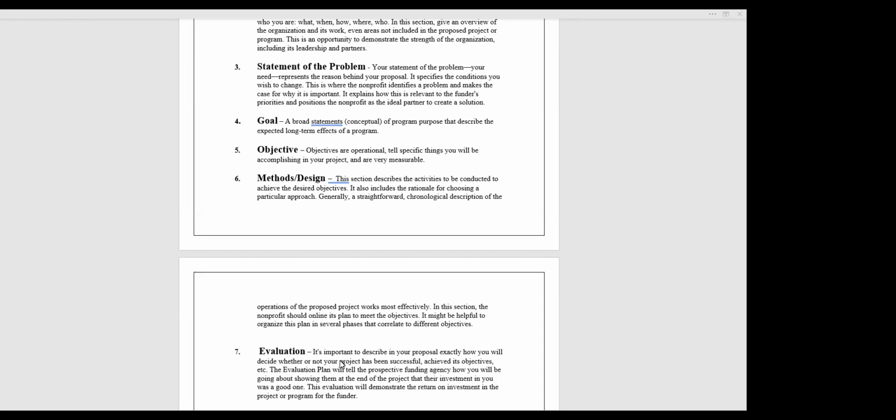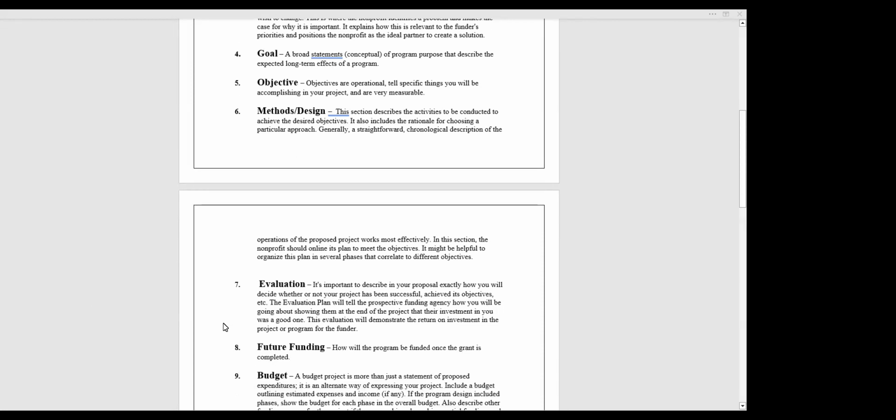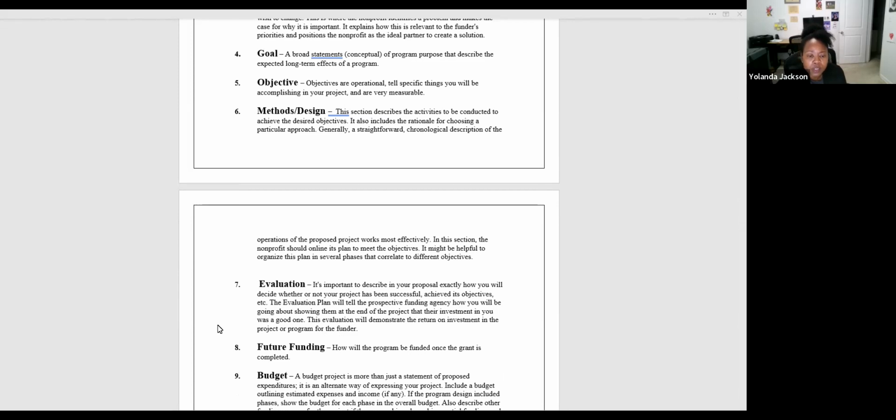Okay, next, number 7. So number 7 is evaluation. It's important to describe in your proposal exactly how you will decide whether or not your project has been successful, achieved its objectives, etc. The evaluation plan will tell the prospective funding agency how you'll be going about showing them at the end of the project that their investment in you is a good one. This evaluation will demonstrate the return on investment in the project or program for the funder.